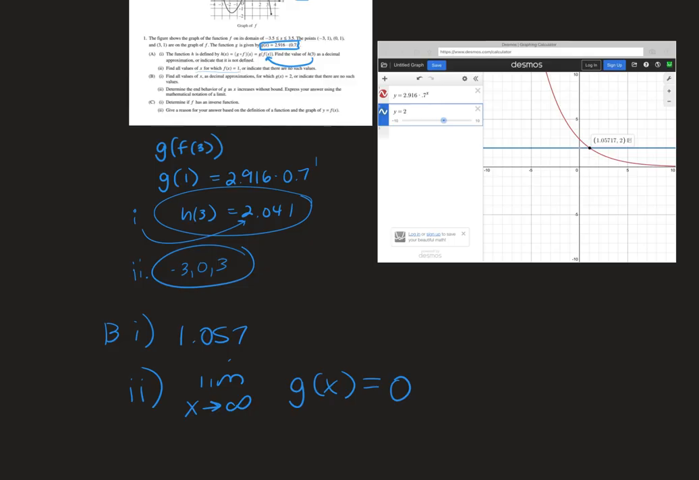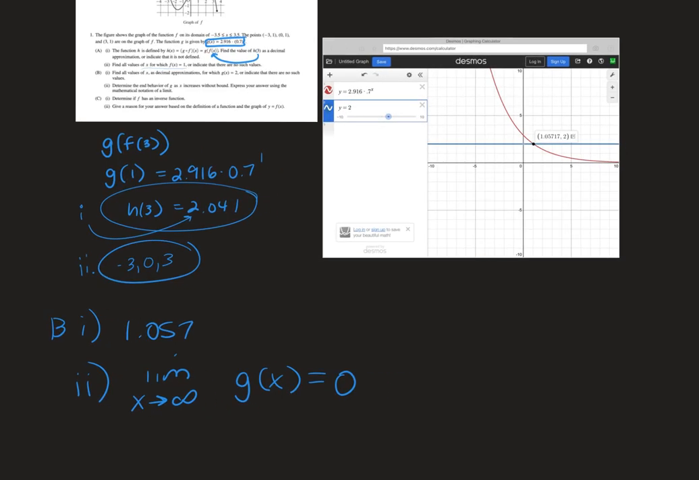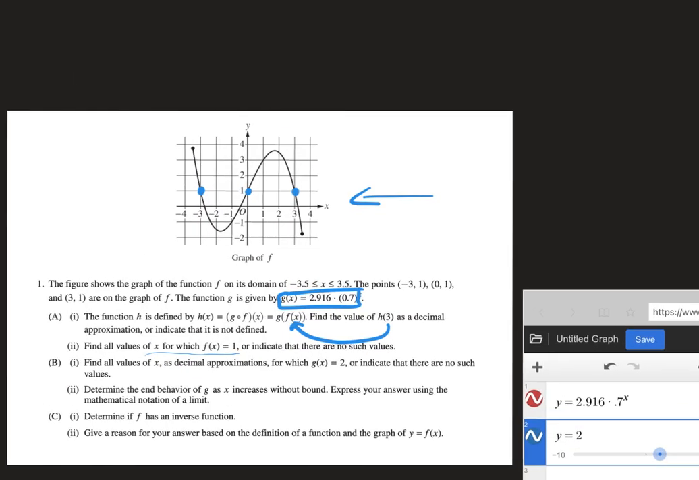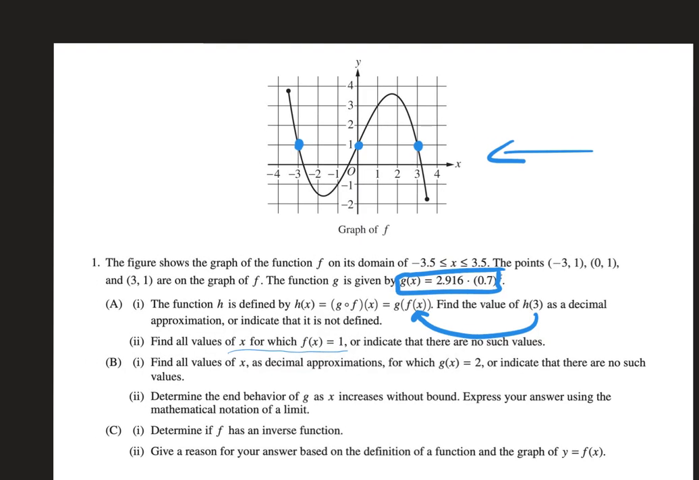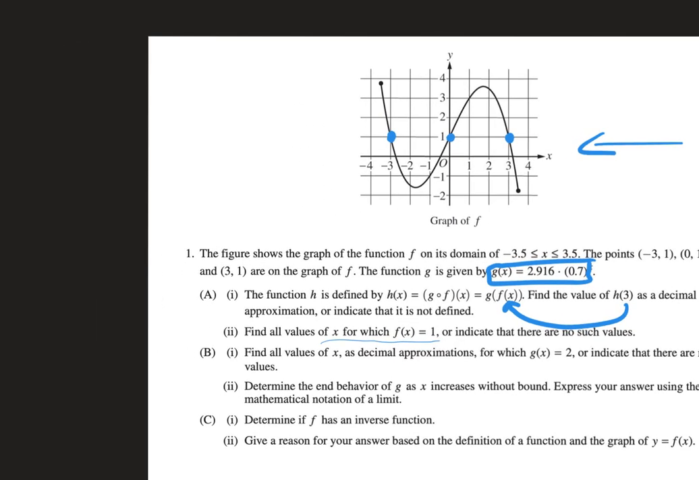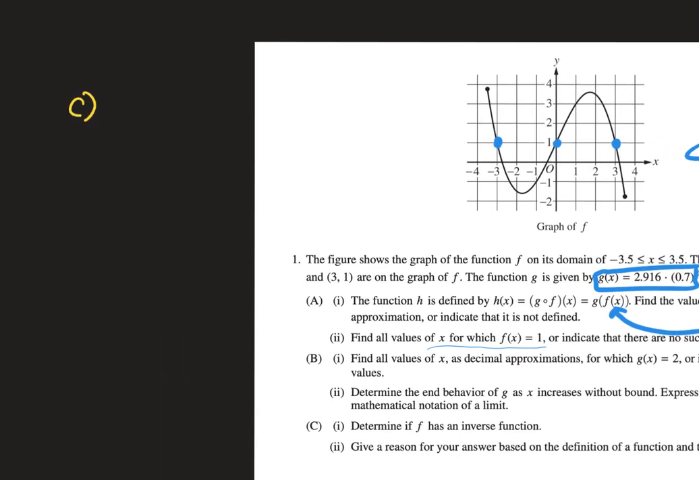Partial credit was awarded if you gave the limit notation, like if the answer was right, but maybe the limit notation wasn't right, okay? If you just gave G of X equals 0, they gave partial credit for it. And then C says determine if F has an inverse function. So we're going to come back up here. Does F have an inverse function? No. How do you know that? So CI is no, and that gets you a point. How do you know it doesn't have an inverse function?